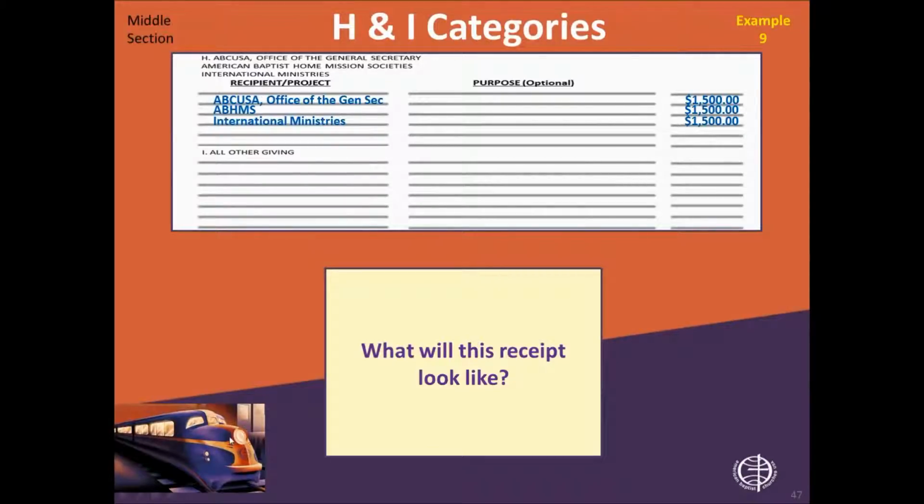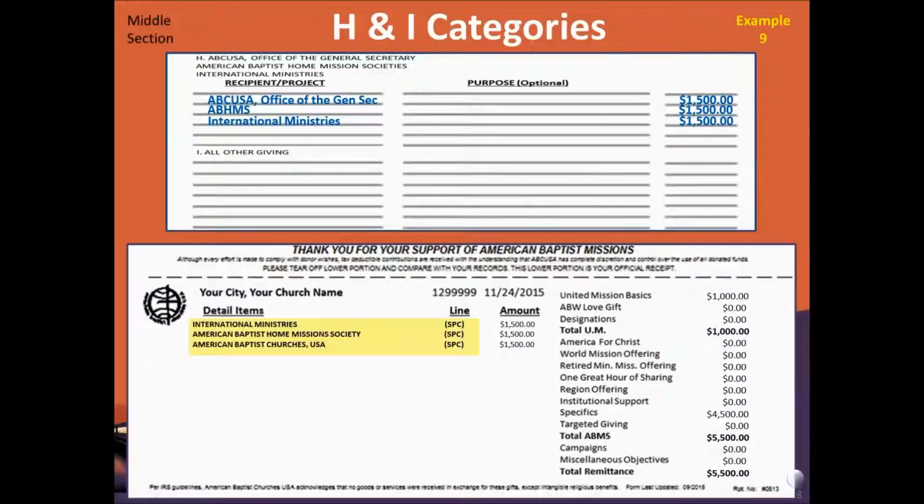Now let's take a look at this one. We're on example 9. Here we have the national boards listed without any specific purpose listed. We're giving money equally across the 3 boards, and I'm wondering what this receipt will look like. This one just mirrors back the names of the national boards, and this falls under specifics, and the amounts are there. Of course, they're all added up under specifics on the right-hand side.